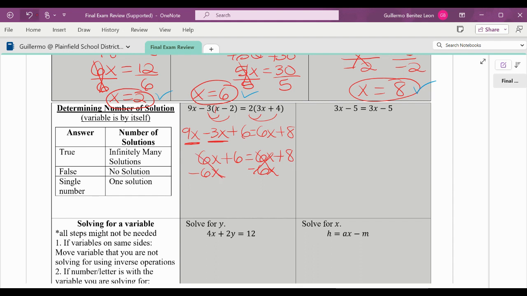6x minus 6x, these cancel. Don't put an x, don't put a 0x. Just cancel them out. Bring down what's left. So the 6, the equals, and then the plus 8, so the 8. 6 equals 8. That is a false statement. 6 is not the same thing as 8. So this one is no solution.